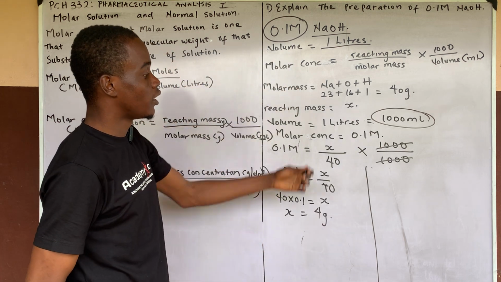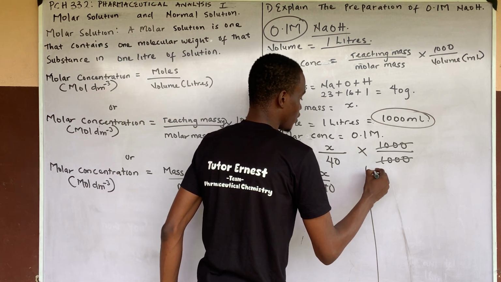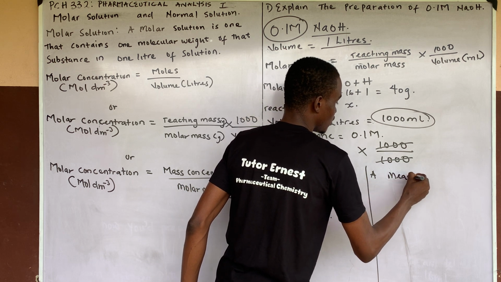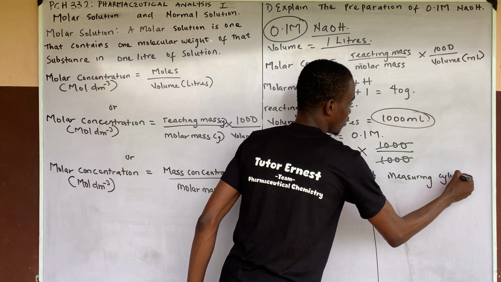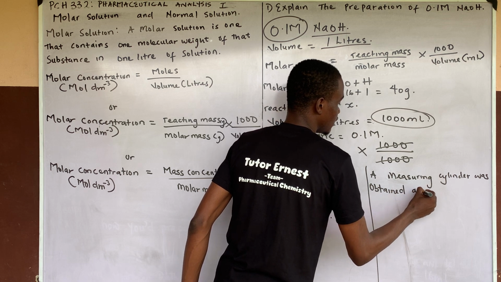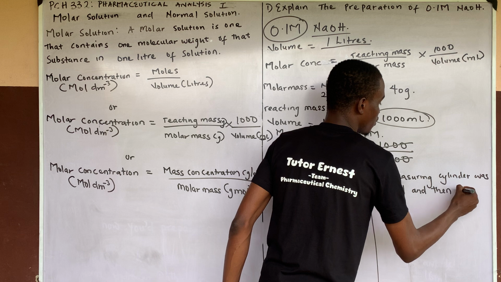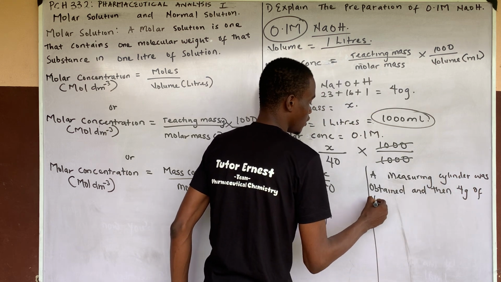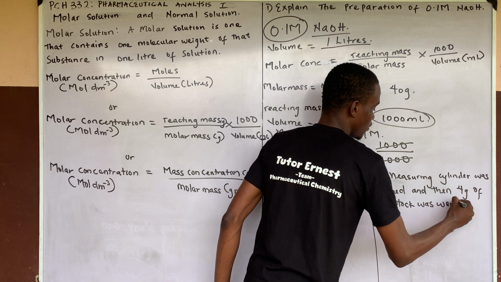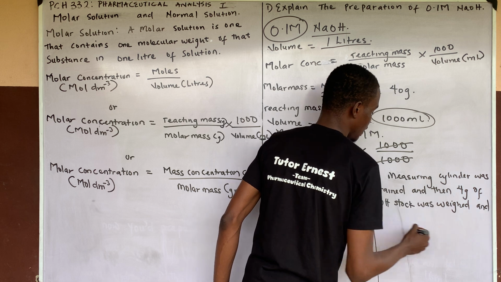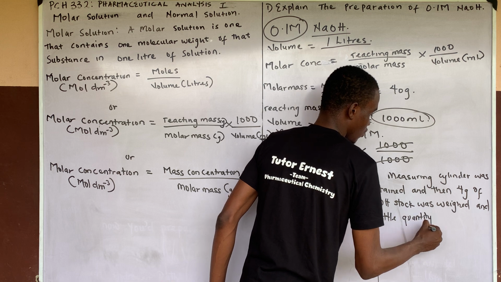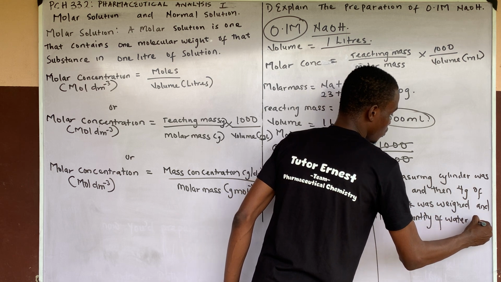So if they ask you to explain, you say: a conical flask or a measuring cylinder was obtained, and then 4 grams of NaOH stock was weighed, and a little quantity of water was added.